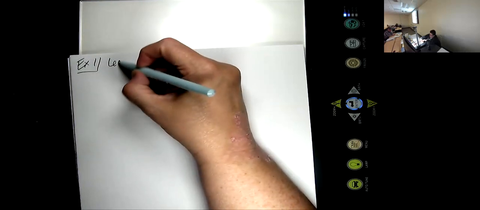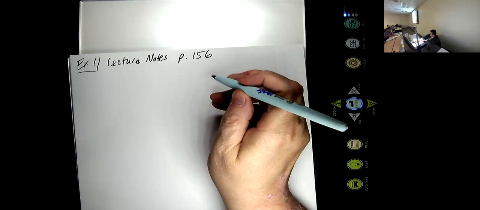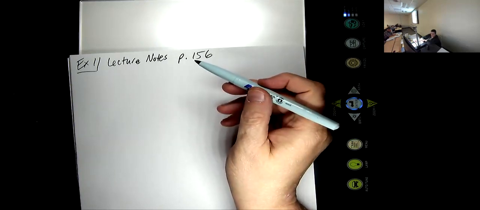First example. This is from our lecture notes that I have on Canvas. Page 156. The mouse wheel doesn't want to scroll. Now I get to scroll the other way and try to bring it back. There it goes.